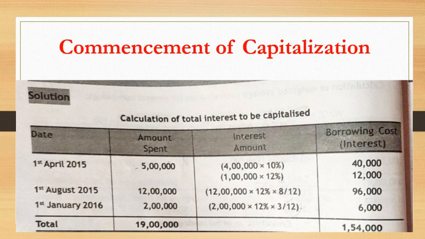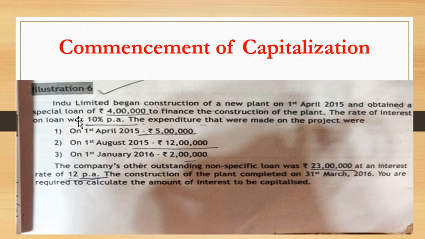So the loans taken here: on 1st April 2015 they obtained a special loan of rupees 4 lakh to finance the construction of the plant. Then the expenditures made on the project were 5 lakh, 12 lakh and 2 lakh. And the company's other outstanding non-specific loan was rupees 23 lakh. So the money spent to develop that qualifying asset is 5 lakh, 12 lakh and 2 lakh. Initially they took a loan of rupees 4 lakh, but this 4 lakh is not sufficient to meet the expenditure incurred on 1st April 2015, which is 5 lakh, on 1st August 2015 12 lakh and 1st January 2016 2 lakh.